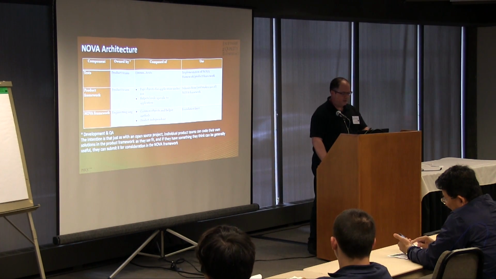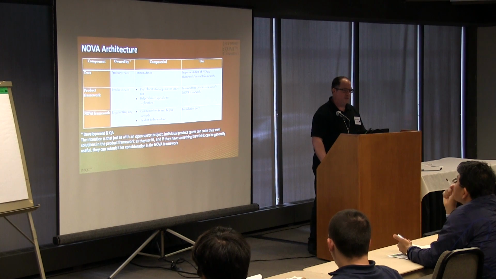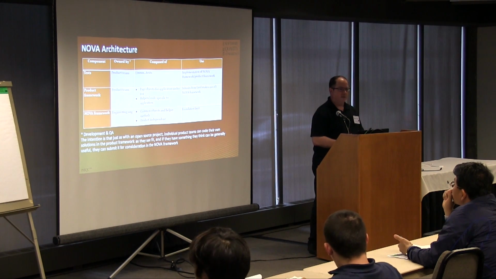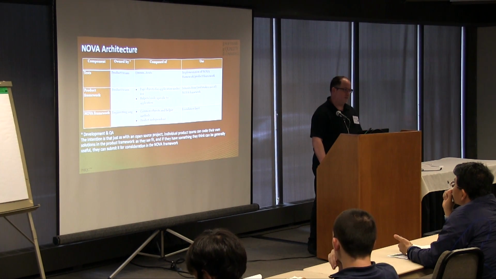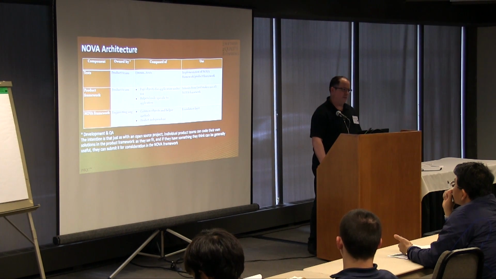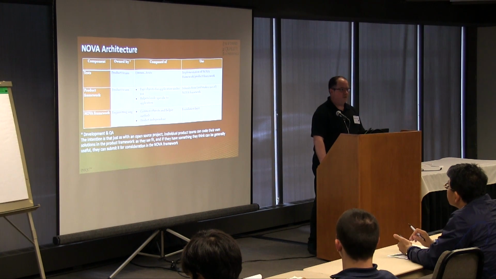And then the next level up is the product framework. So this would be owned by individual product teams. They could put anything they wanted into this. So if there was a function or a helper or some other piece of code that would help them in testing their product, but it didn't really fit to try to put it into ANOVA, they could put it into their product framework.